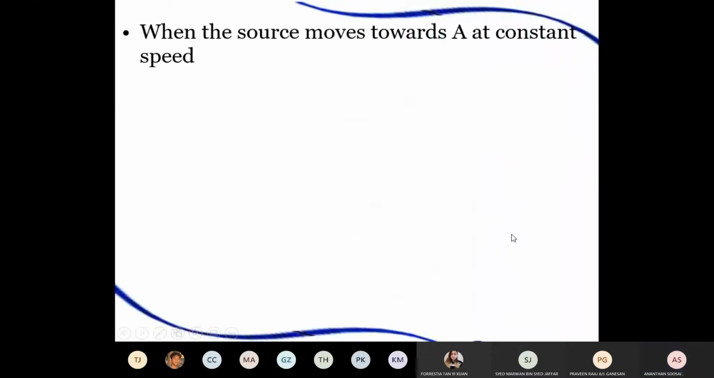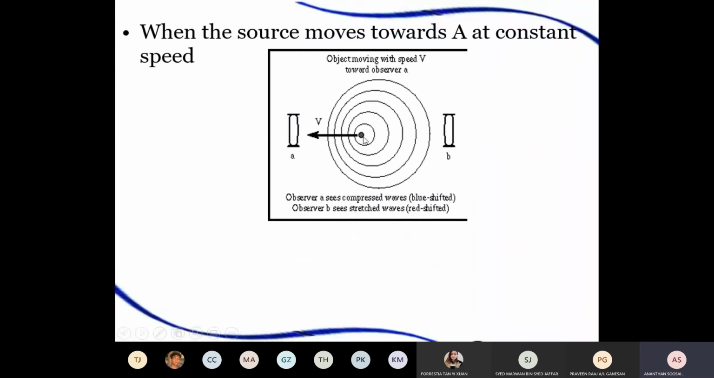When the source moves towards A at a constant speed, what happens? The wavelength will be compressed, because the source is moving towards A, so the length becomes shorter. When the wavelength decreases, of course the frequency becomes higher. Based on what formula? V equals f lambda.